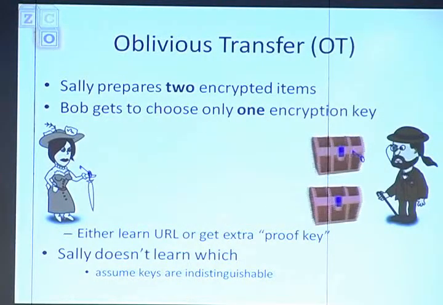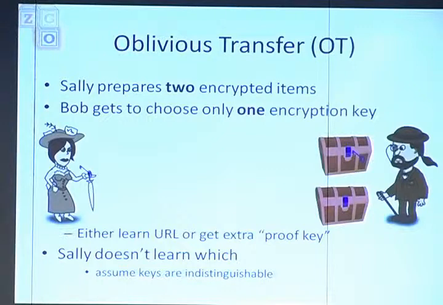And now when Bob gets these chests, he can only open one of them. So in this case, say he chose to open the URL, and then he can no longer open the other one.